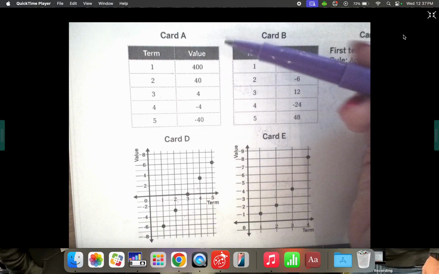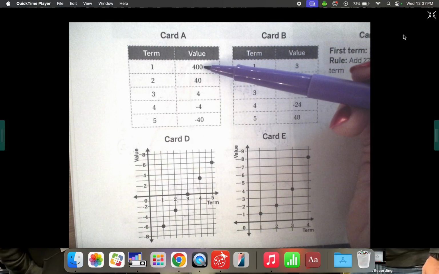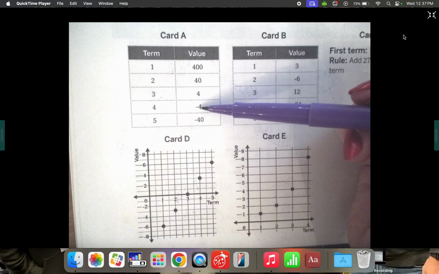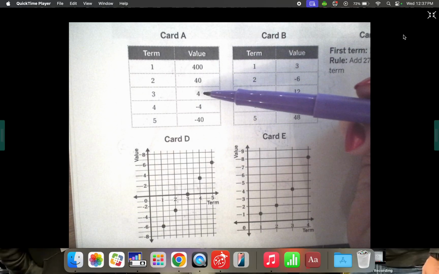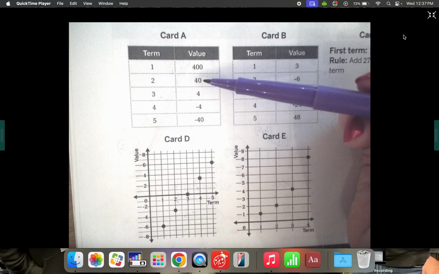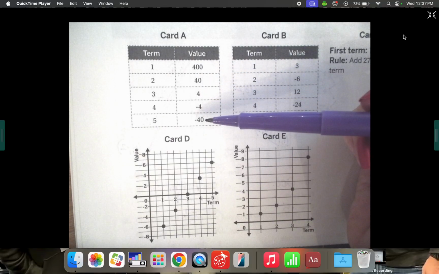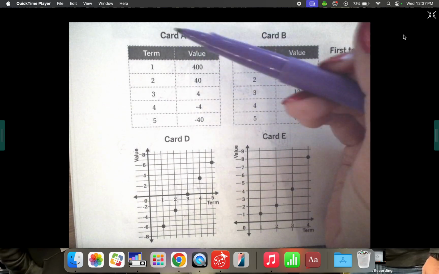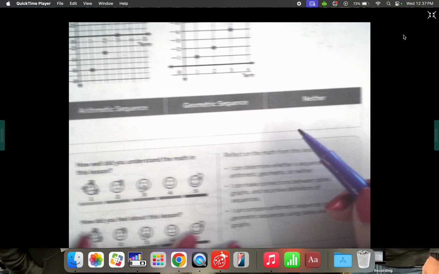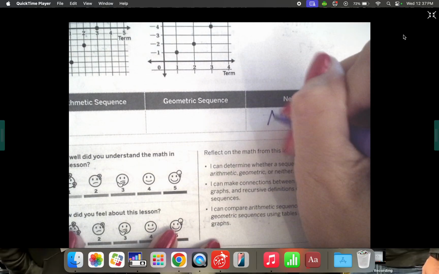No, it can't be because dividing by 10 wouldn't give you a negative. 4 divided by 10 would be 4/10. So they've got to be doing more than one thing, because you can't also subtract either. So this one is going to fit under neither. So card A is going to go under neither.